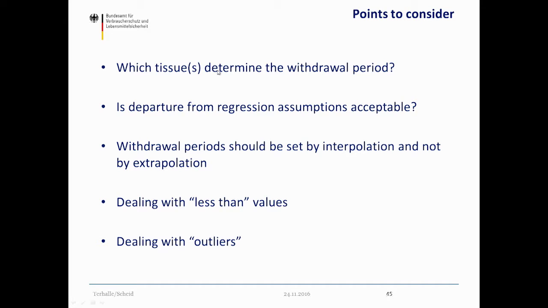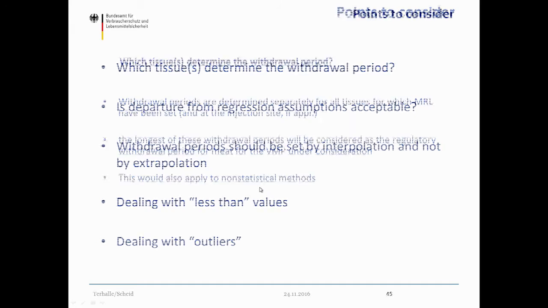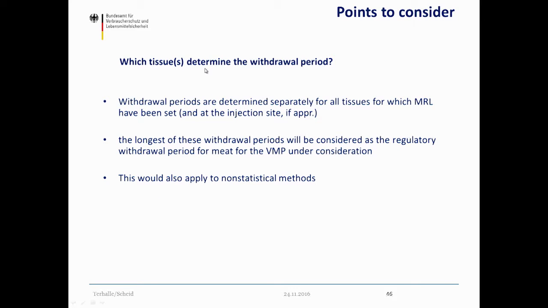So I come to some points to consider. Which tissues determine the withdrawal times? Is departure from regression assumptions acceptable? Withdrawal times should be set by interpolation, not by extrapolation. This is the issue of extrapolation. How do we deal with the less than values, values below the limit of quantification? And how do we deal with outliers?